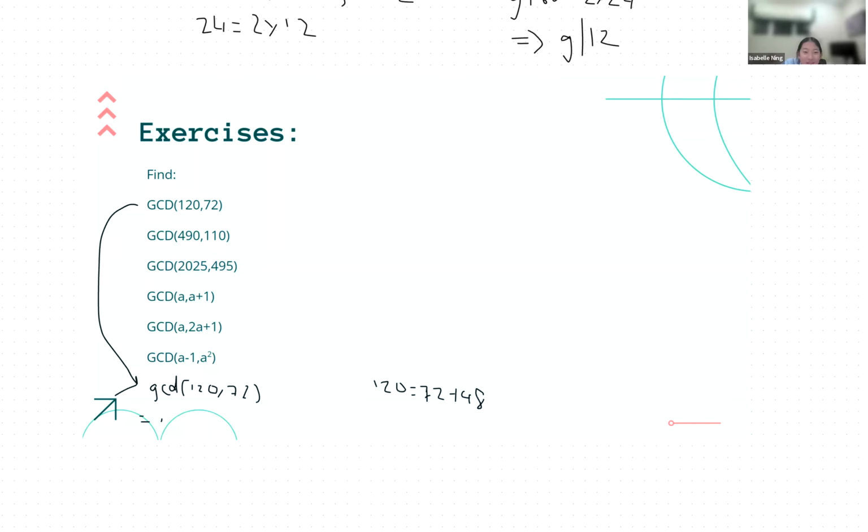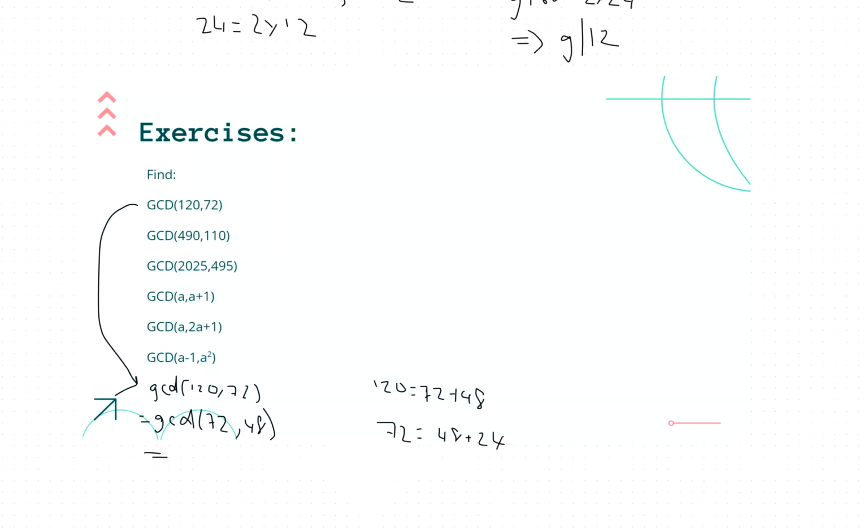Big brain. Wait, hold up. I will give you a cookie soon, I promise. Okay. 72, 48. And then you repeat. You get 48, 24 now. Big brain. And then you want it to be non-zero, so that's the last one. So you just take 24. Yay.